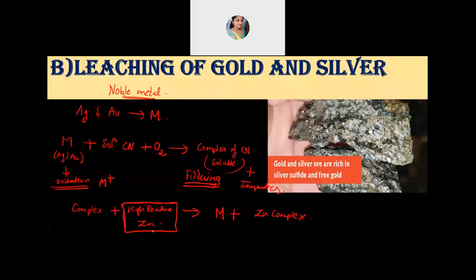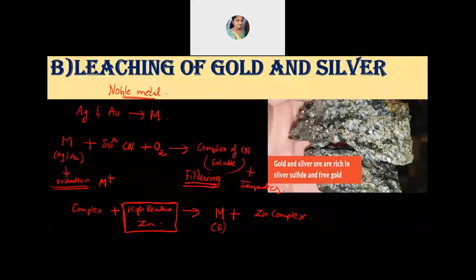Okay, the complex which is there is made to react with the highly reactive metal zinc. So this zinc will start forming a complex now. It will displace them and the metal will come out. So recovery of the metal will happen here. Your metal will be in the solid state and your zinc complex will again be soluble. Filter them out again, so you will get your metal back.